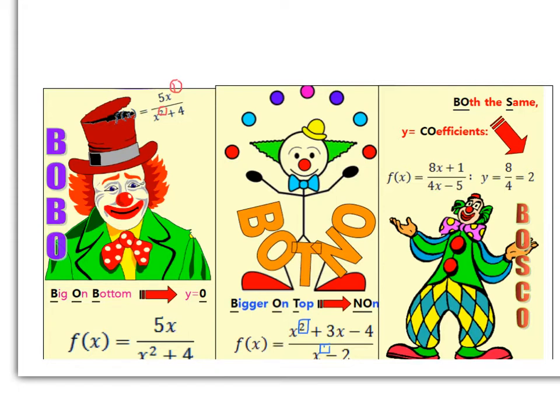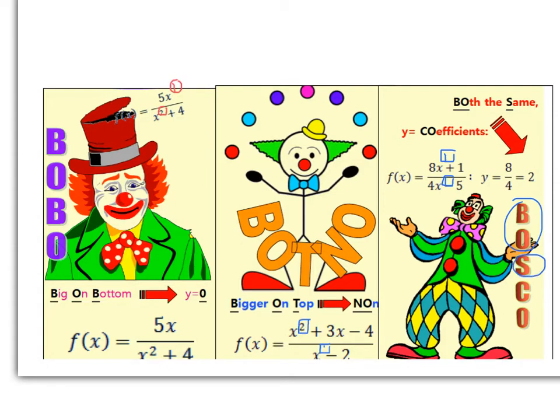And the last clown is Bosco, means both. BO stands for both. The same. So S means same. What does that mean? If you look at the top of the fraction, the power of the x is 1. If you look at the bottom of the fraction, the highest power is also 1. So both are the same. So Bosco means BO, both, same powers.